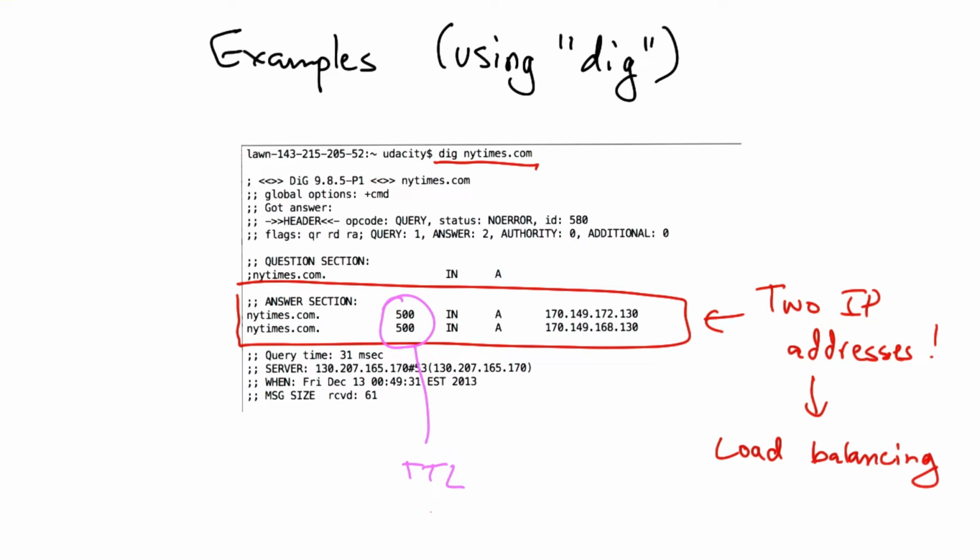Now again here, you can see the TTL value, which indicates how long these A records can be stored in cache. In a subsequent example, we'll look at other query types that have much longer TTL values.